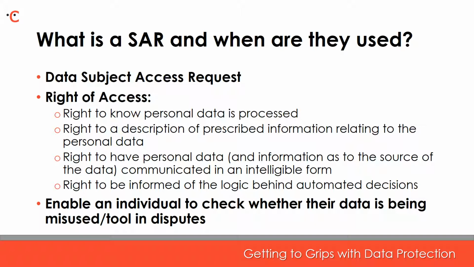An individual's right of access can be broken down into 4 parts. The right to know if their personal data is being processed, the right to be given a description of that data, together with details of the purposes behind the processing and the class of recipients who may see the data, the right to have the personal data communicated in an intelligible form, together with any information on the source of that data, and finally, where decisions about the individual are made solely via automatic means, such as automated recruitment tools or creditworthiness tools, the individual has the right to be informed of the logic involved in that decision making.